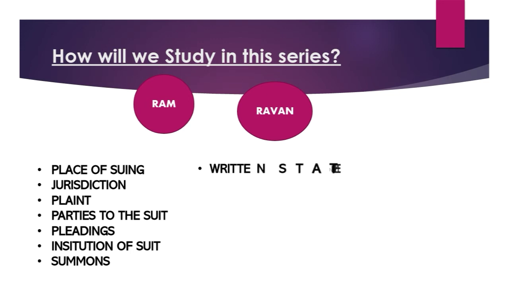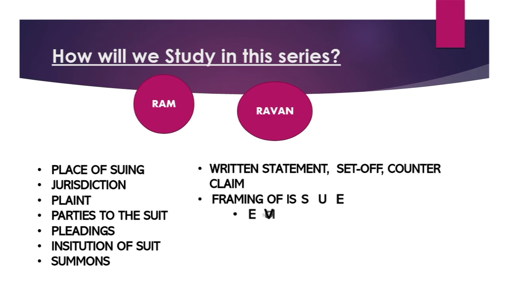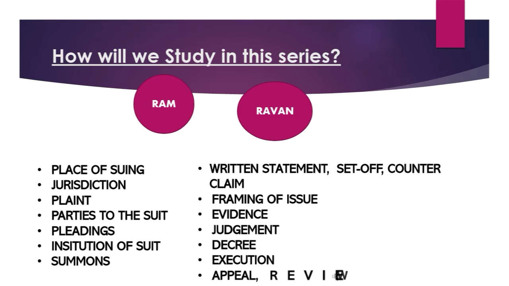After the summons has been accepted by Ravan and Ravan is ready to come to the court, now what? Ravan comes to the court and says, no, Ram is saying wrong. I do have certain claims from him. I have a counter claim. I also get some money from him. So for that we have to learn the written statement, set off and counter claim. Yes, Ravan can also make a counter claim.